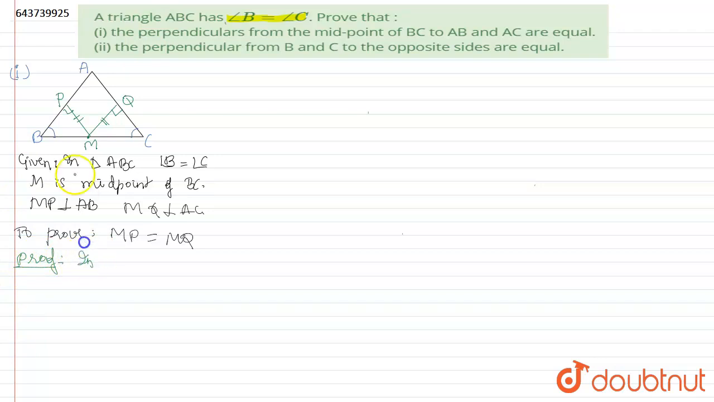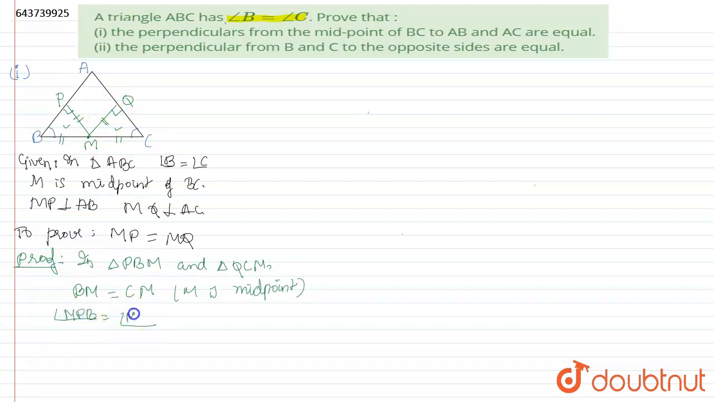In triangle, we will take these two triangles, triangle PBM and triangle QCM. So in these two triangles, BM is equal to CM, because M is the midpoint. And angle MPB is equal to angle MQC. It is equal to 90 degrees.